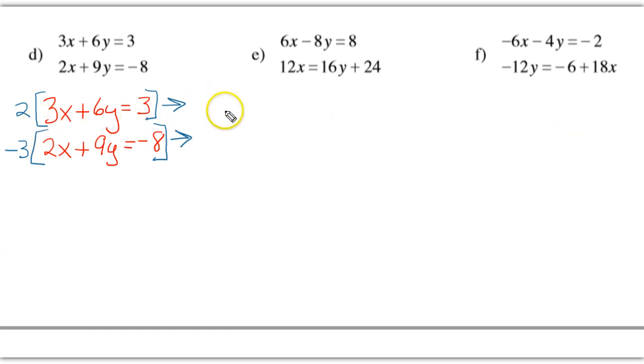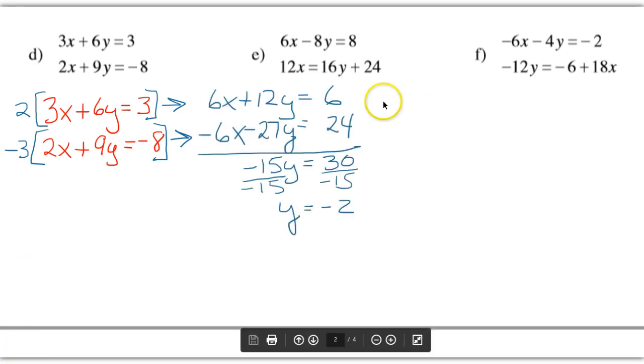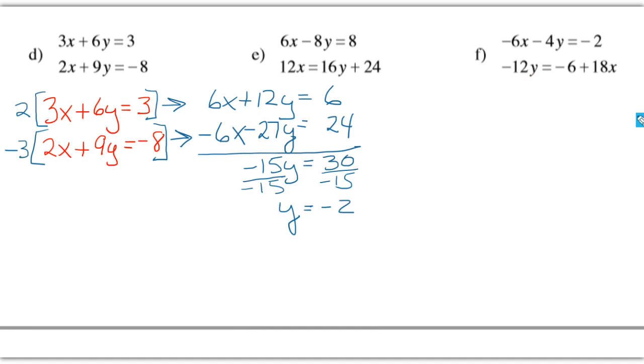All right, let's see what you do when you get this next line here. Did you get something like this now? So here the 6x's cancel out. When I subtract a negative 27 from 12, I get a 15y. Add this up, I get a 30. Divide both sides by a negative 15, I get y equals negative 2.